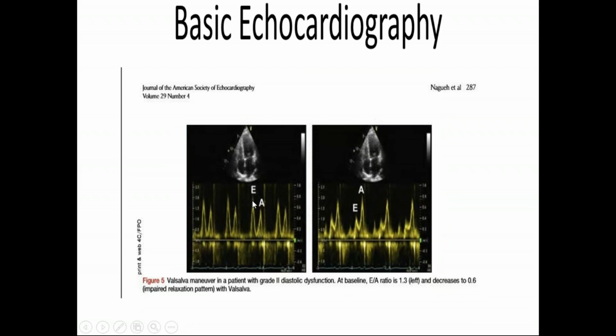Again, if you get a pseudo-normal pattern, this looks normal, but if you know the patient is age 60 and you tell them to Valsalva, you automatically change into an abnormal relaxation pattern. So one of the first things you can do when you see a pseudo-normal is just ask them to Valsalva.